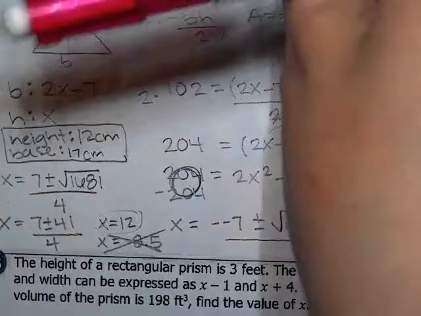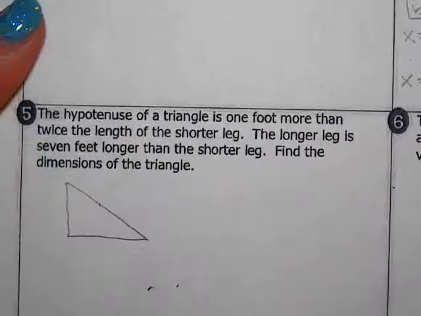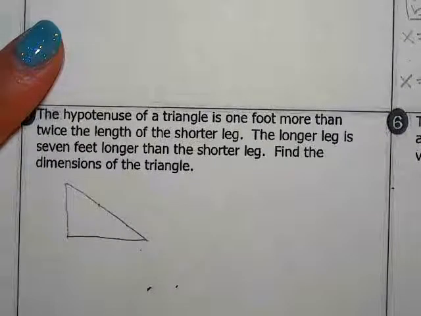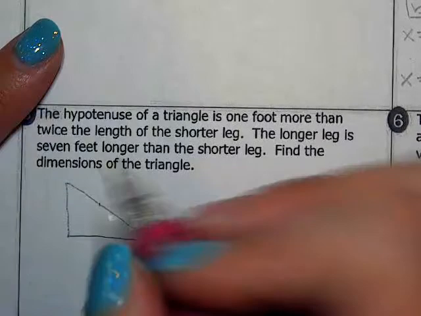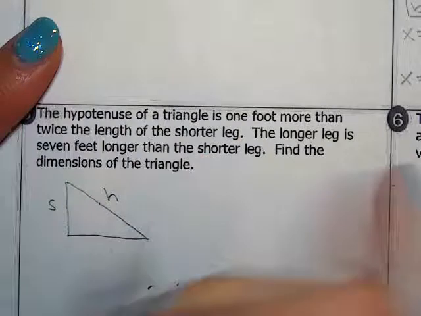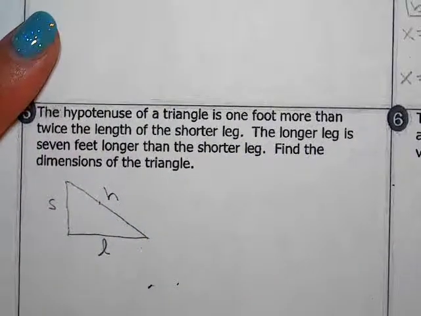All right, so I'm going to label this. They talk about hypotenuse, shorter leg, longer leg. So let's go ahead and label this. We're going to do hypotenuse, shorter leg. Now for longer leg, I'm going to do a cursive L so that it doesn't look like a 1. So hypotenuse, shorter leg, longer leg.